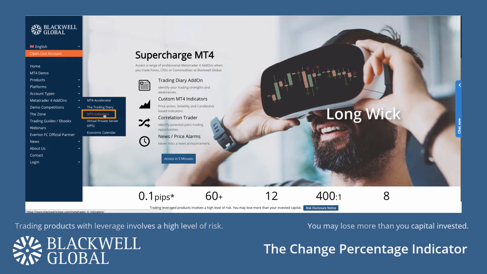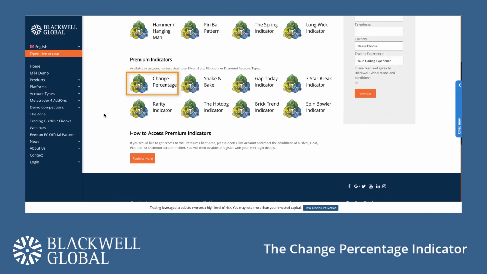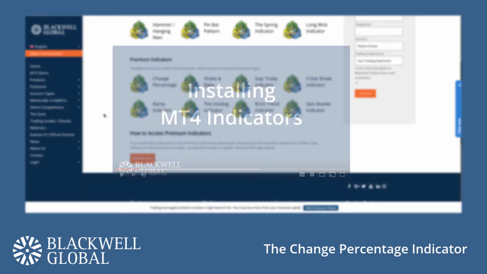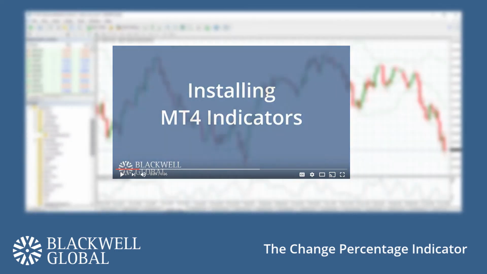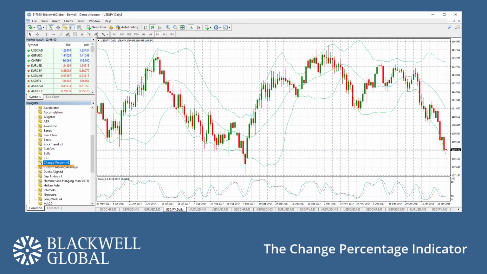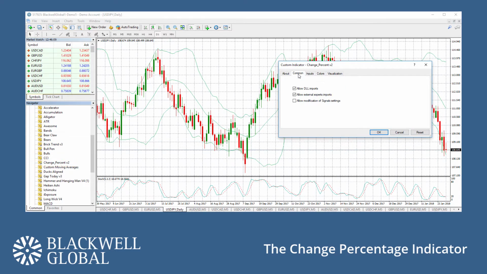This indicator is offered as a free indicator for clients on the Blackwell Global website and will only run on Blackwell Global's MT4 platform. More general information is available as a video on these installations by clicking the link above. If you have installed this and other indicators, simply click, drag and drop Change Percentage onto any chart and ensure that Allow DLL Imports is ticked.